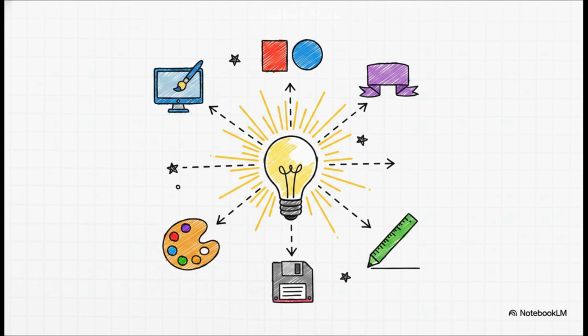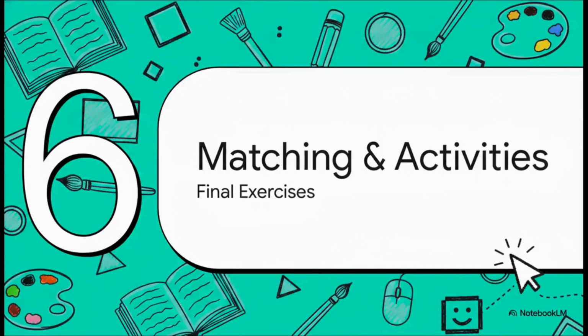How do you erase a mistake? You guessed it, the eraser tool. Why save your work? So you don't lose it and can actually look at it later. Where are the colors located? In the Colors group. And finally, what tool helps draw a straight line? The Line tool. You guys are crushing this. And our final stretch, Section 6, Matching, Labels, and Activities.